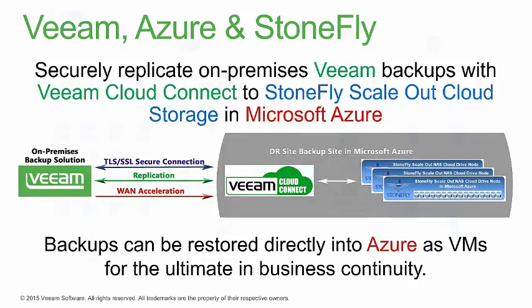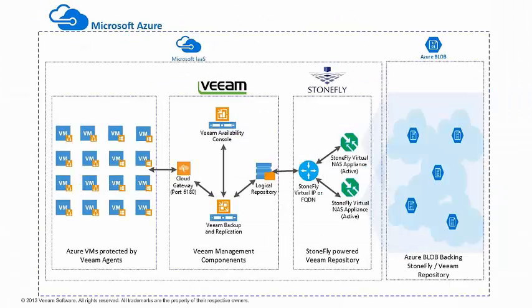So this is an Azure design. And again, you can substitute Amazon for this, but here you've got your Azure VMs protected by Veeam agents. You've got a cloud gateway running in the cloud. You've got port 6180 open, so you've got secure communications between your Veeam servers and your Veeam infrastructure in the cloud. Availability console is our console to help you manage agents and on-premise backup and cloud backup all through one console. Your backup and replication server is going to orchestrate this work.